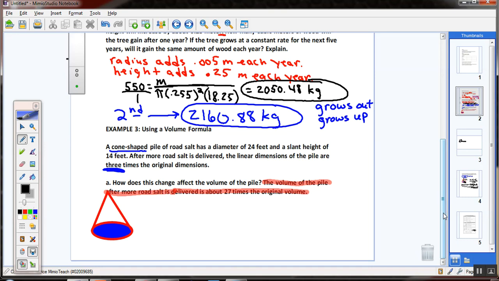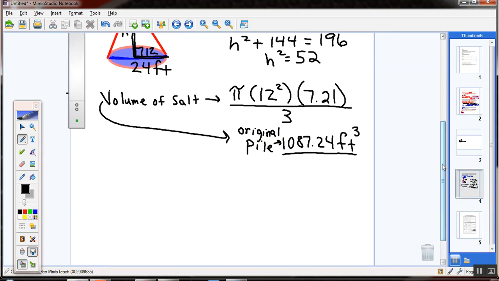So I'm going to go back to this right here and say, okay, this is what the small pile was. It was 1,087.24 cubic feet. But we tripled all the dimensions. So tripling all dimensions really had the same effect as taking that volume and multiplying it by what number? If we tripled the height, the length, and the width, it was like taking that value times 3 how many times? Yeah, 3 times 3 times 3, 27.